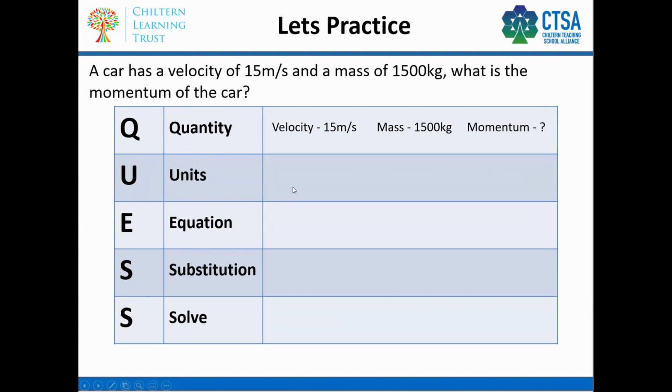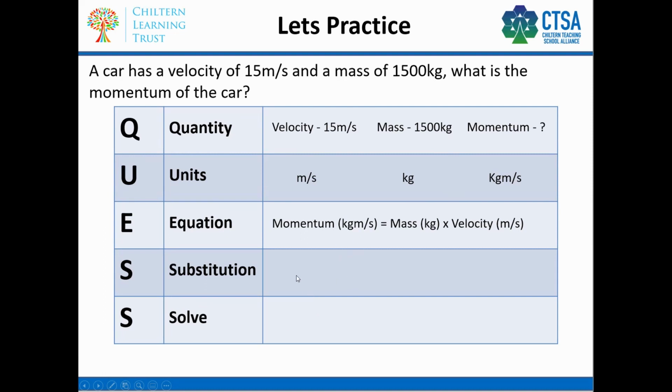We're then going to check the units. So I know that velocity should have units of meters a second, so there's no conversion needed. Mass should have units of kilograms, so there's no conversion needed. And for momentum, the units are kilogram meters per second, so that's what the units of my answer will be when we get there. Now we need to identify the equation. So we're looking at this, we've got the three quantities of velocity, mass, and momentum. So the equation I'm going to use is momentum is equal to mass times velocity.